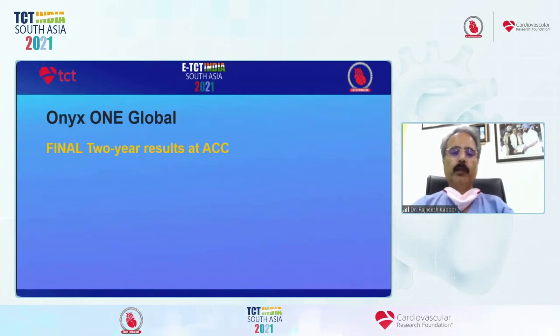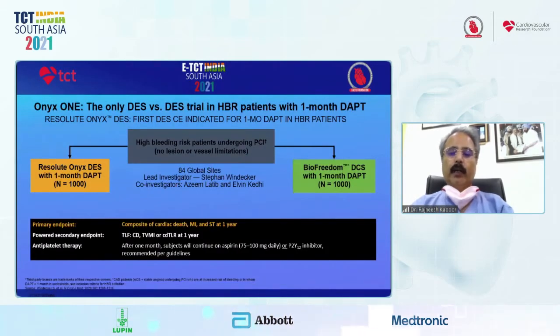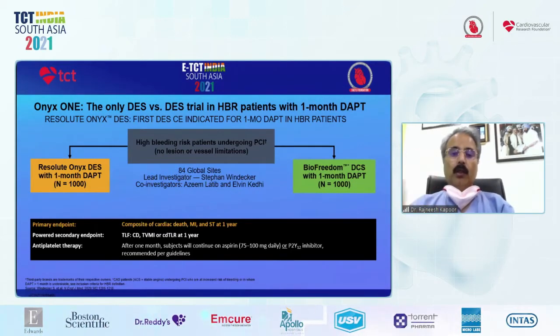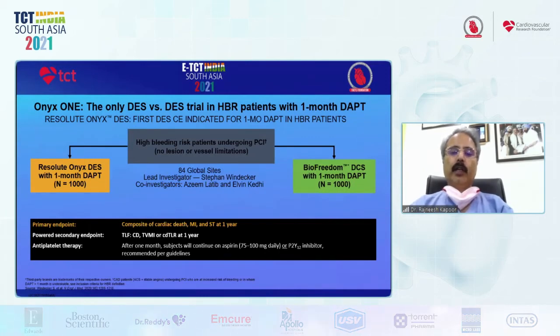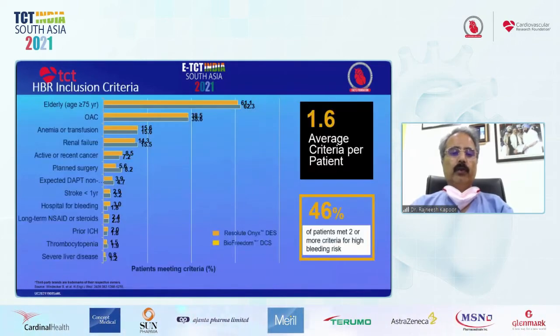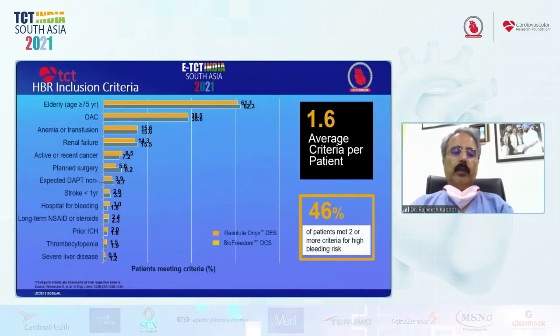Onyx 1 trial is one good trial. Now we have final 2-year results which were presented at ACC, and it included almost 1,000 patients in each arm, where Onyx was compared with Biofreedom stent and in all HBR patients. So this is how the patient inclusion was done. These are all the inclusion criteria.